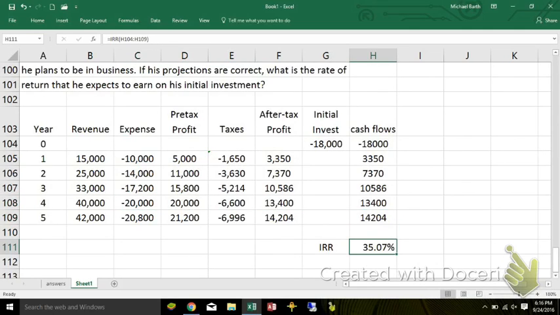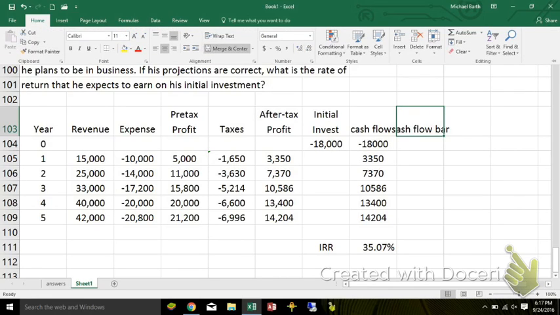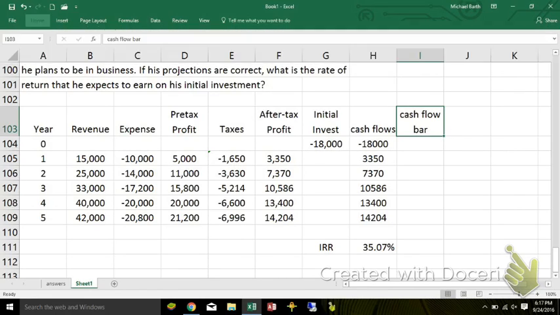Now, Joe could also compare this to some other business. Say he was going to get into the bar business. That was the other thing he thought he might be able to do. Now, I'm not going to do the math on the bar thing, and I'm just going to make up the numbers. But let's say he figured he could invest the $18,000 in a bar, and it'd generate $14,204 the first year, $13,400 the second year, $10,586 the third year. Then it starts tapering off, 7,370, and then 3,350.